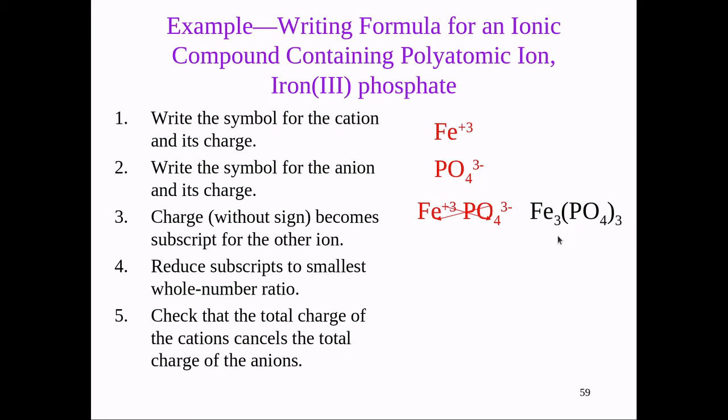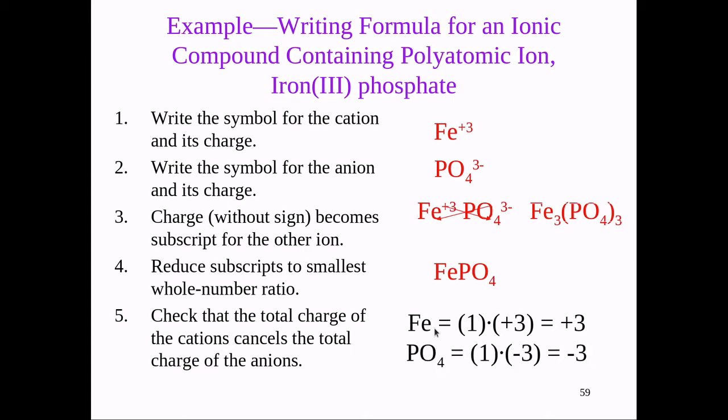So we need to use our parentheses here. Of course, these are going to cancel. Okay, we already had charge balance here with 3 positives and 3 negatives. So we're going to get our lowest number by dividing these 2 by 3 and not changing anything about the subscripts of the polyatomics, because we do not change them. We treat them as if they are a single atom. We get FePO4. And now we need to check that our charges do indeed cancel out. We get a +3 from the iron, -3 from the PO4, and we have a neutral compound.